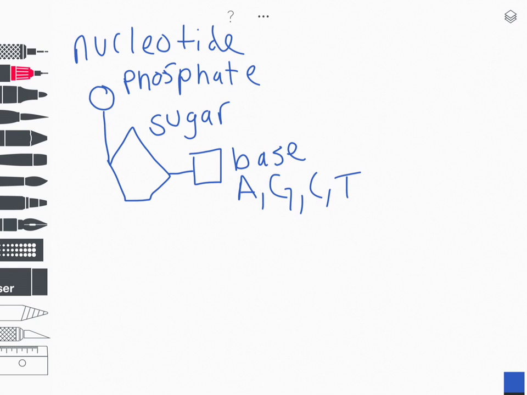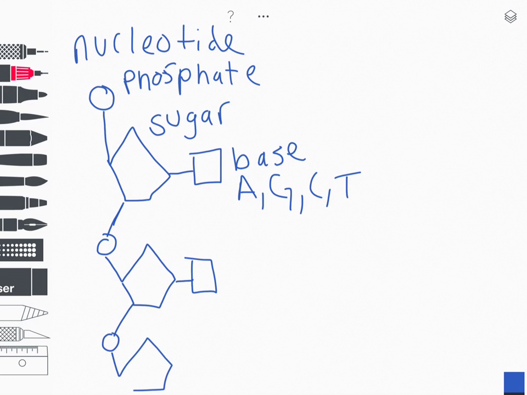Then this is going to form longer units. So what you're going to see is that another phosphate is going to attach itself to the sugar, which is then going to be attached to another nucleotide. And the process will continue again and again and again for hundreds of thousands of nucleotides. Now each of these nucleotides is going to have a base attached. So for simplicity, let's say this is A and this is C and this is G.